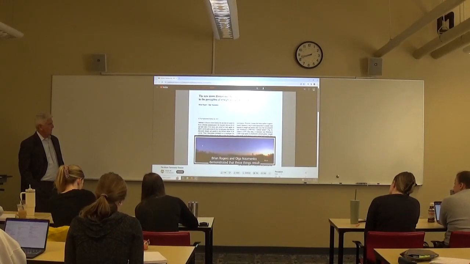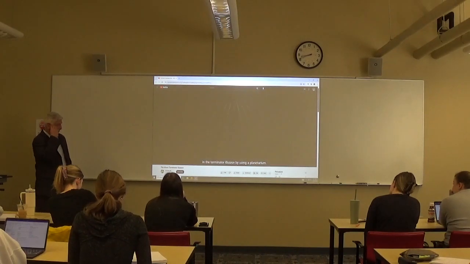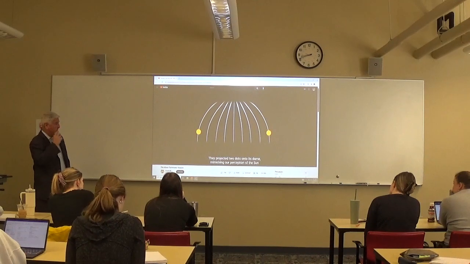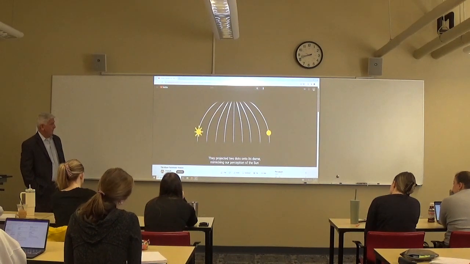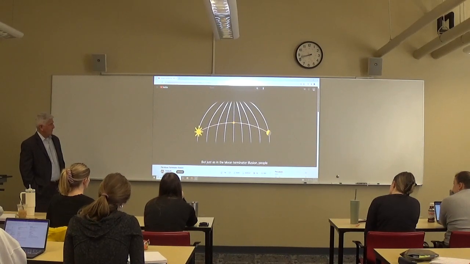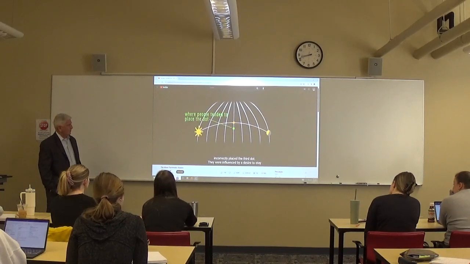Brian Rogers and Olga Naumenko demonstrated that these things result in the terminator illusion by using a planetarium. They projected two dots onto its dome, mimicking our perception of the sun and the moon. They then asked participants to place a third dot on the straight line connecting them, but just as in the moon terminator illusion, people incorrectly placed the third dot.